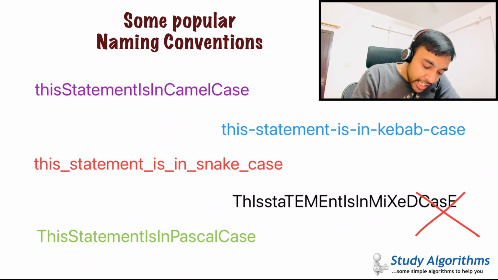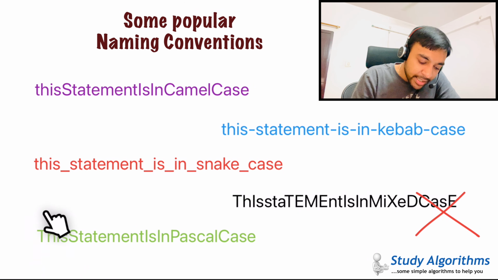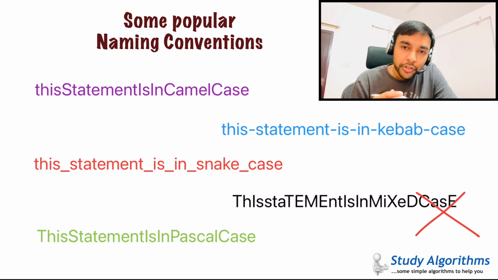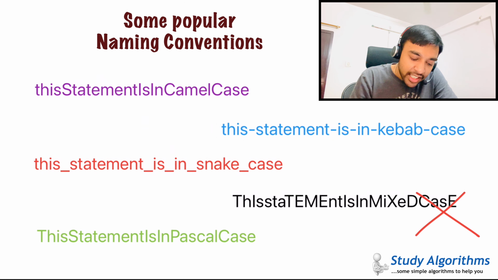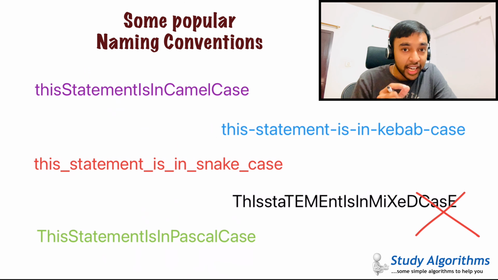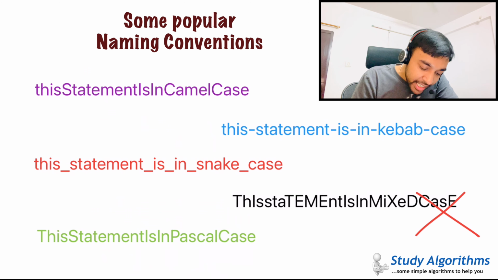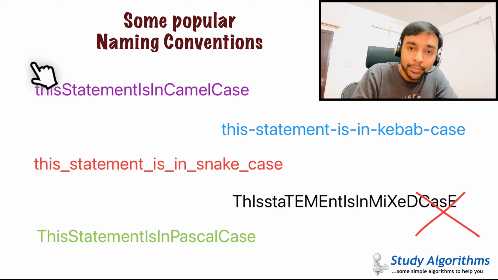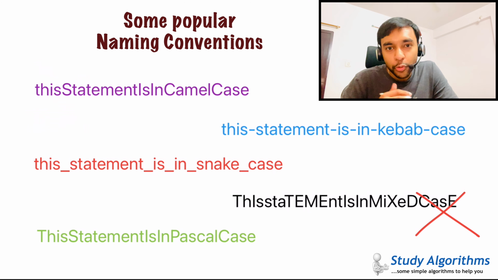And ultimately, you have a naming convention called the Pascal case. Theoretically, the camel case and the Pascal case are very much similar. All the words are separated by a capital letter. However, in Pascal case, the first letter is also a capital letter, and in camel case, the first letter is a small letter. So that is the only difference.